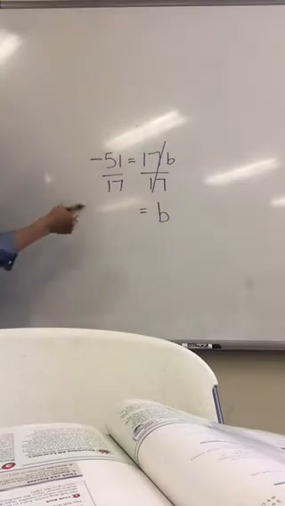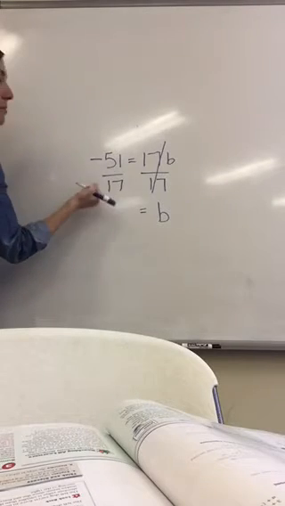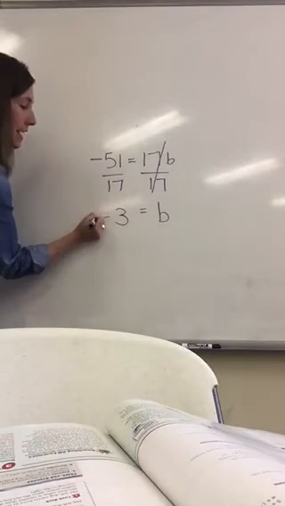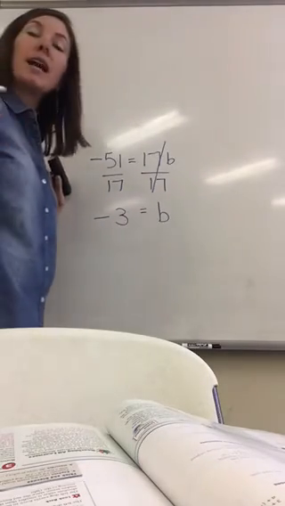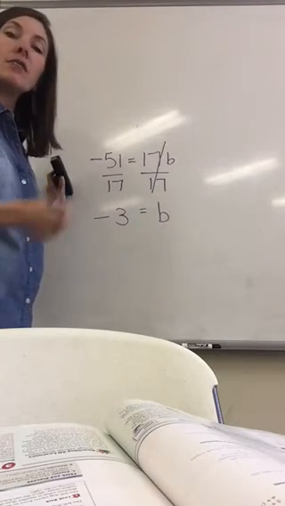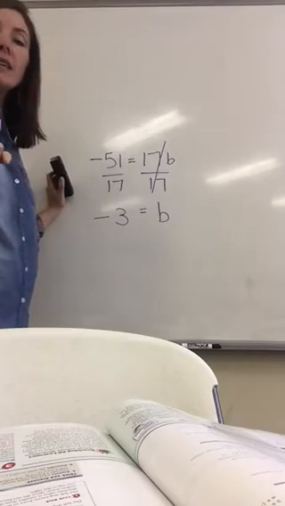And over here, we have negative 51 divided by 17. 51 divided by 17 is 3, and a negative divided by a positive is a negative. Remember, when we're multiplying and dividing, if we have two different signs, the answer is always negative. So a negative divided by a positive is negative, and a positive divided by a negative is negative.